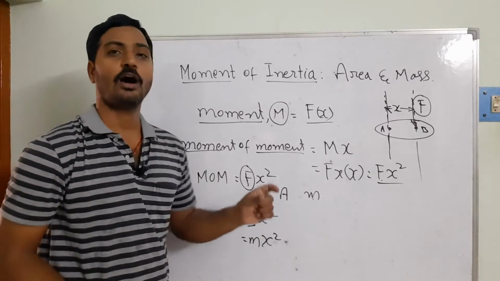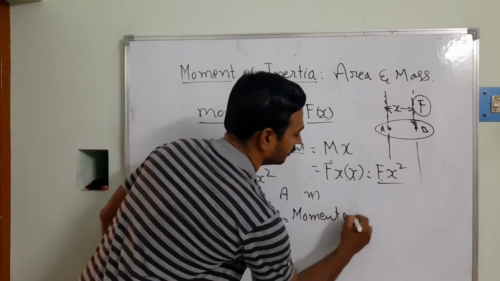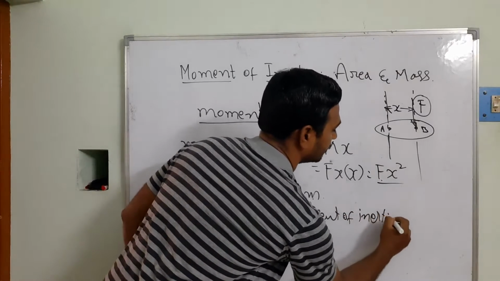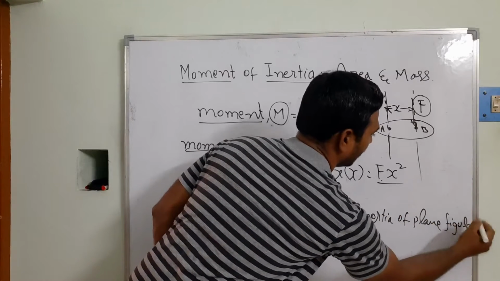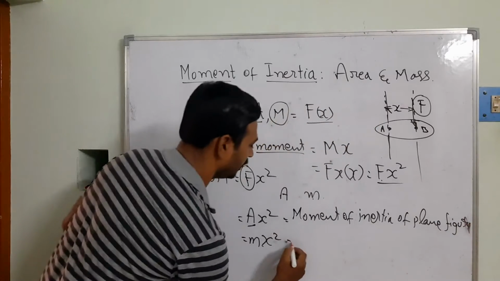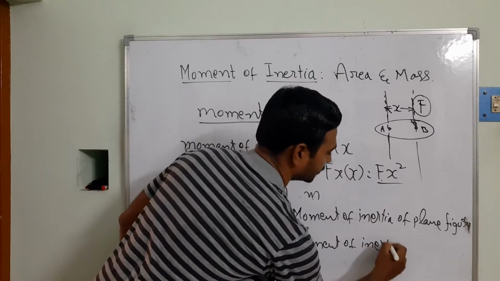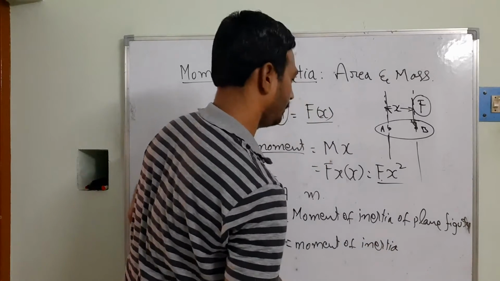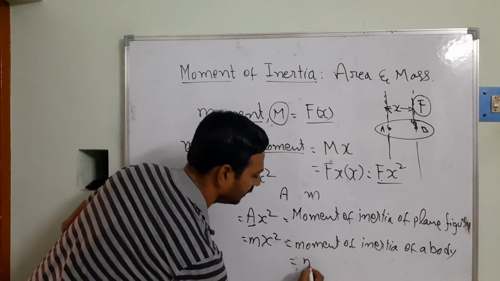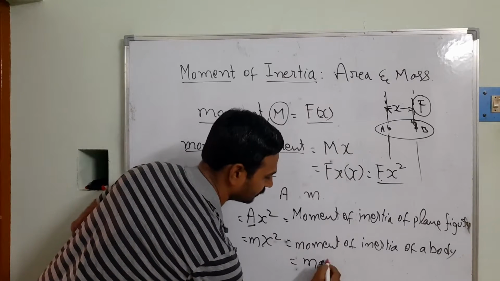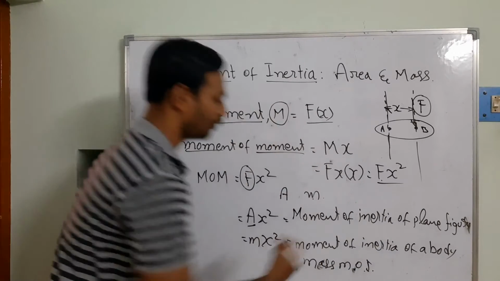The moment of inertia of a plane figure or plane lamina, we call it this way. And this is called the moment of inertia of a body, or we can say this is the mass moment of inertia also. Mass moment of inertia, MOI, I am mentioning here.